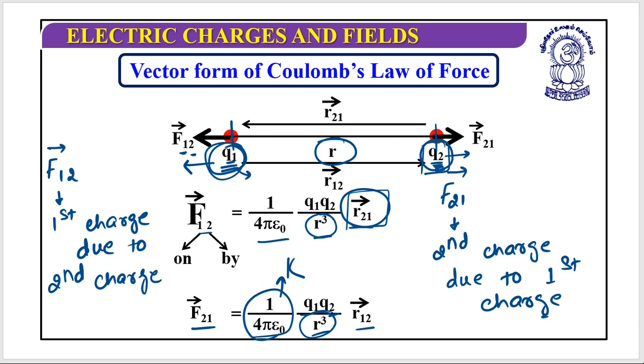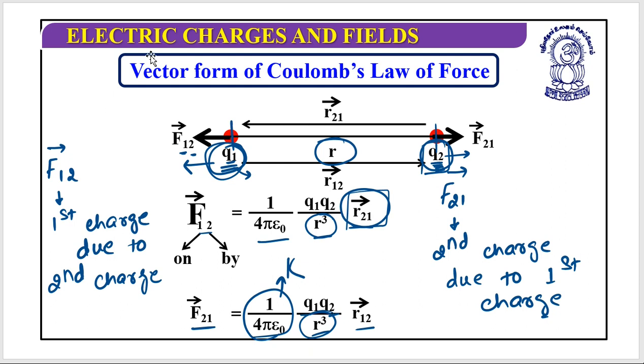You can write it as F12 or F21. Both have the same value. I mean to say same value, but they have different directions. So these two forces create an action reaction pair. Did you remember action reaction pairs? Yes, very good. So let's move on.